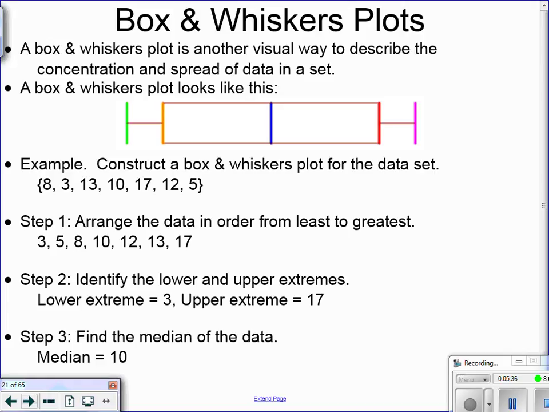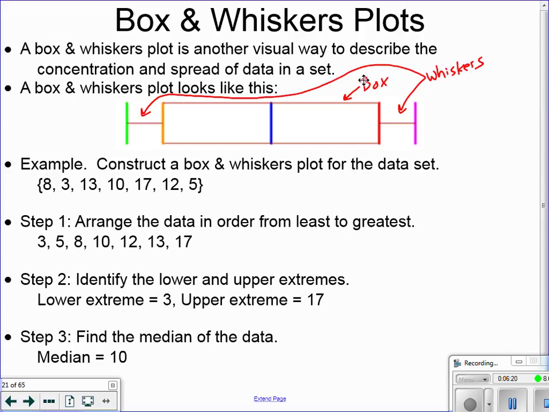So looking at our notes here, again, a box and whiskers plot, just another way to visually show and describe the concentration and spread of data in a set. So you can see what a box and whiskers plot looks like, okay? And it gets its name, box and whiskers, exactly by what it looks like. We've got the box right here, and then you've got the whiskers on each end. We've got the whisker here on the high end, and you've got the whisker down here on the low end. That's why it's called a box and whiskers.